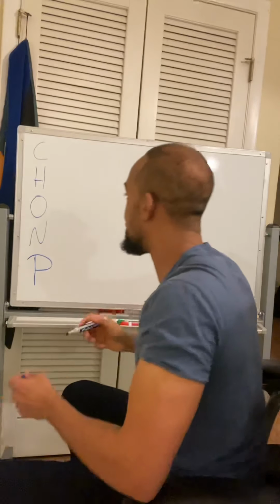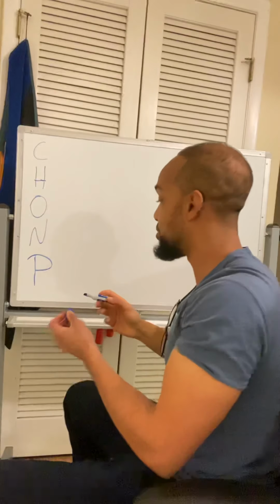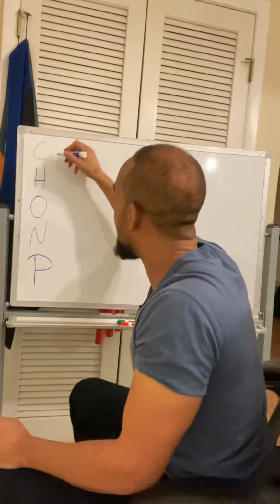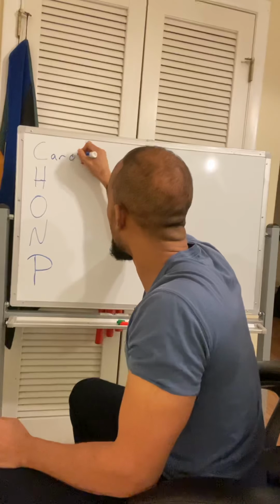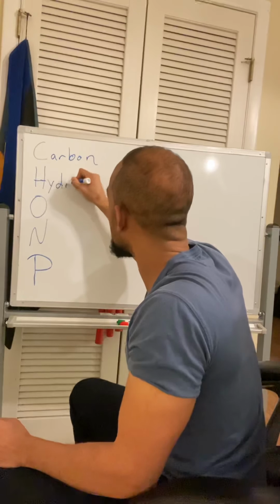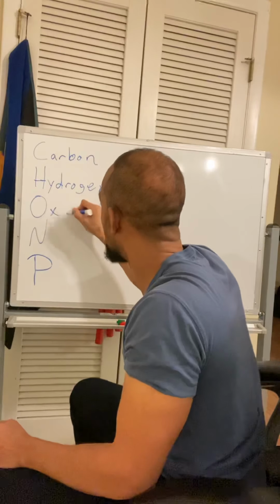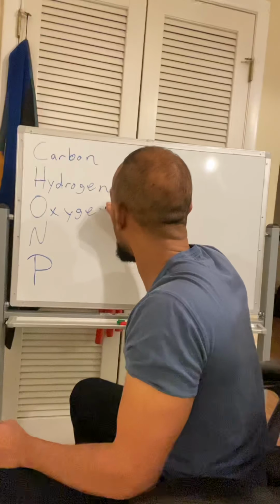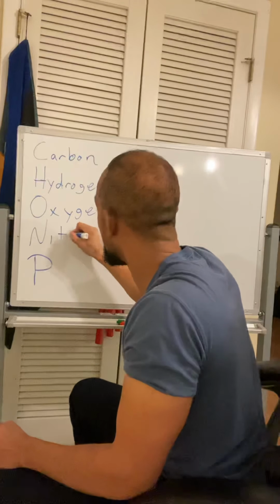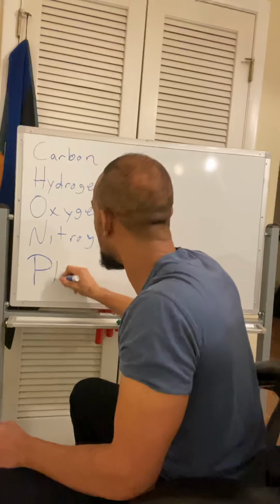All right, now this is where things get really cool, at least in my opinion. CHONP stands for carbon, hydrogen, oxygen, nitrogen, and phosphorus.